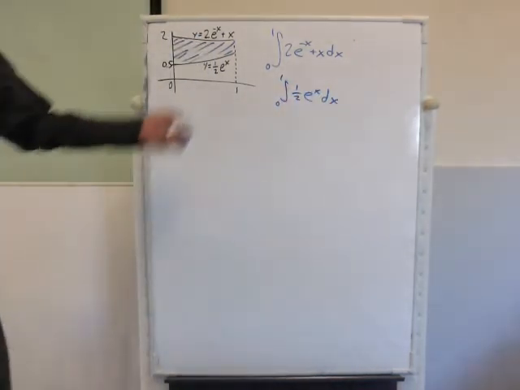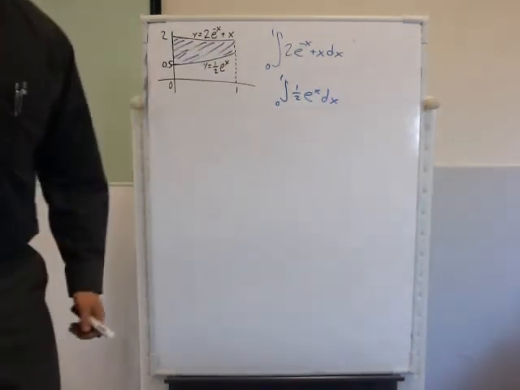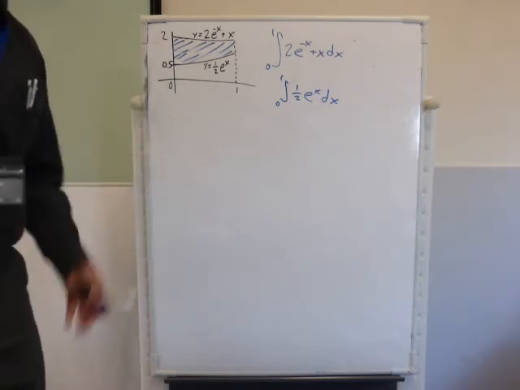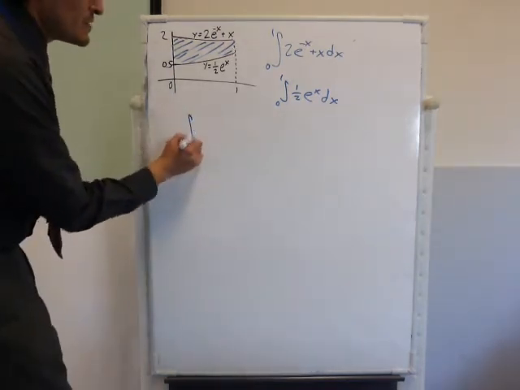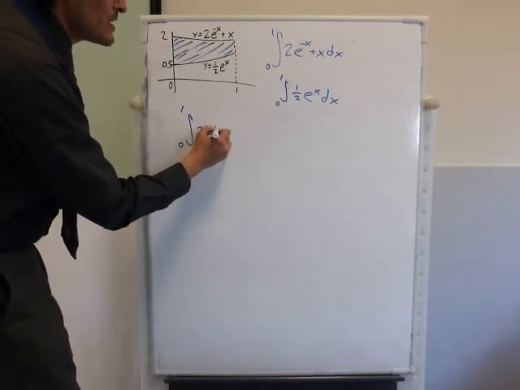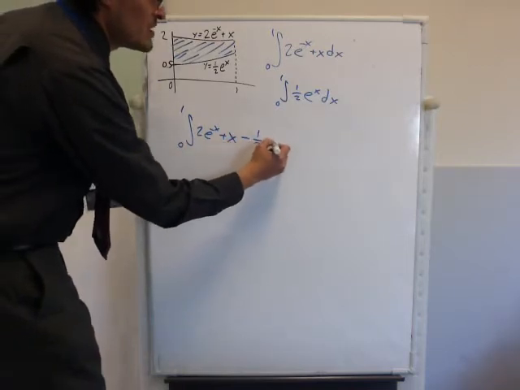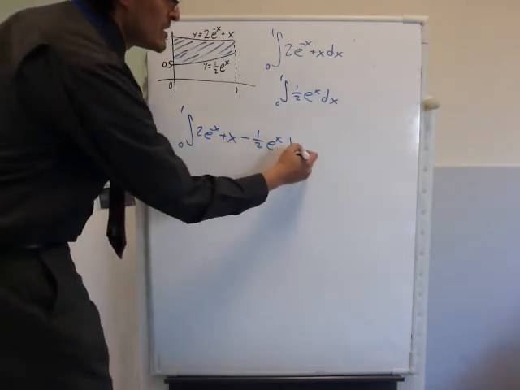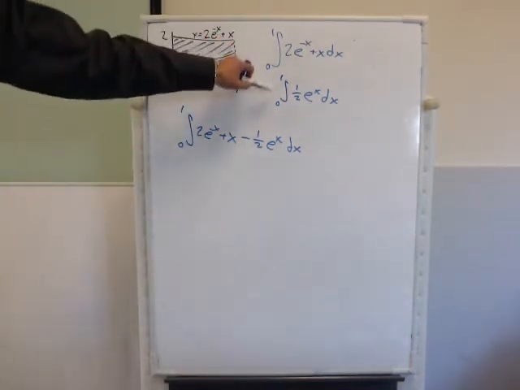So basically it would be this integral minus this integral, or it will be easier if we rewrite a new integral like this. Observe, you get the integral from 0 to 1 of 2 e to the negative x plus x minus 1/2 e to the x times dx. Now, why is that allowed? Because it will be exactly the same. You have the difference of these two integrals.